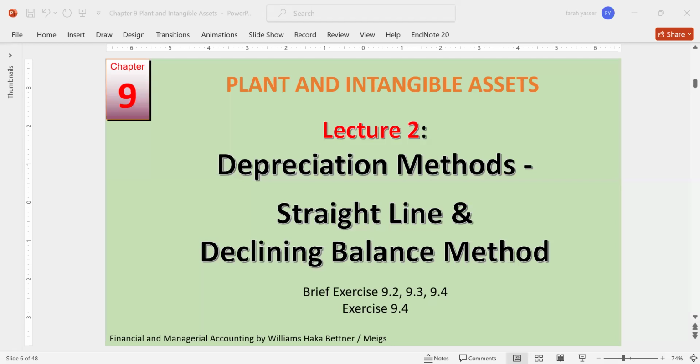In this lecture, I will discuss two popular depreciation methods. One is the straight line method and another is the declining balance method. We will also work through practice questions from the book Financial and Managerial Accounting by Williams, Haka, Bettner, which is also known as Meigs Accounting. So let's get started.